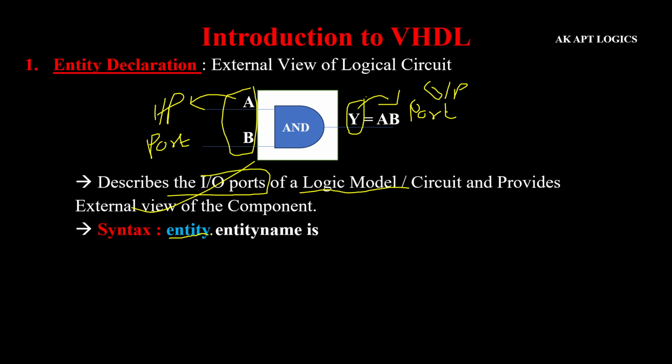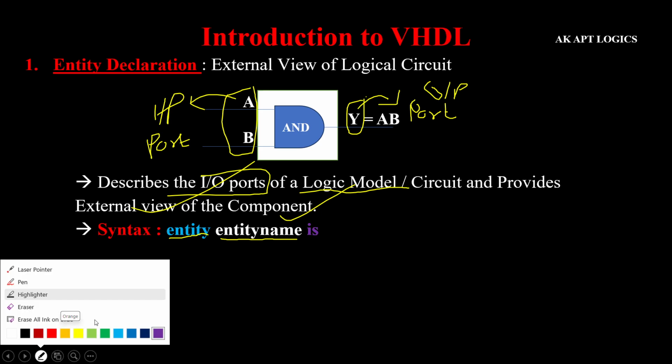Entity is a keyword, and for the entity name we can specify any name. Whether it may be AND gate, we can give that, but we shouldn't give AND, because in the previous slide we saw that AND is a keyword, so we shouldn't use it as an entity name, as it has a specific meaning. Next, is is also a keyword. A keyword means it is predefined. It is just syntax, we should remember it.